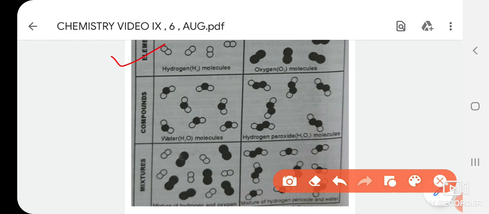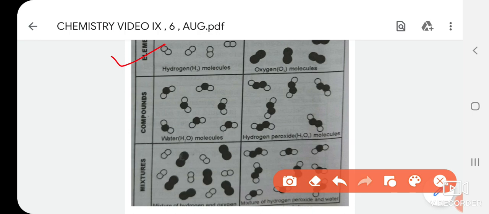Okay children, now non-metals. So what are non-metals? An element which can gain electrons to form negative ions is called a non-metal. They are neither malleable nor ductile. They do not conduct electricity. Carbon, boron, sulfur, phosphorus, oxygen, nitrogen, these are non-metals.